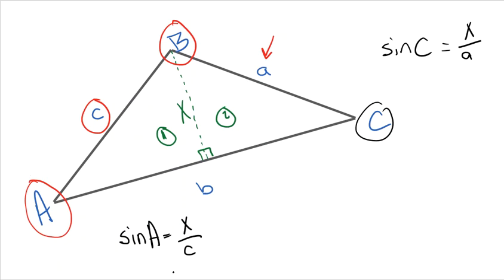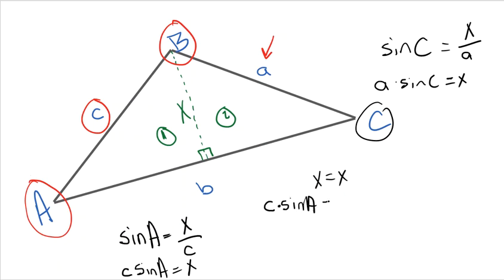So what I can actually do is solve for x. I'm going to multiply by c, so I get c times sine of angle A equals x. And I could solve for x on the other side by multiplying by a: a times sine of C equals x. And what I do know is that x equals x, right? The x from the left triangle, number 1, is certainly the exact same as the x from the right triangle. So I know that c times sine of A equals a times sine of C.